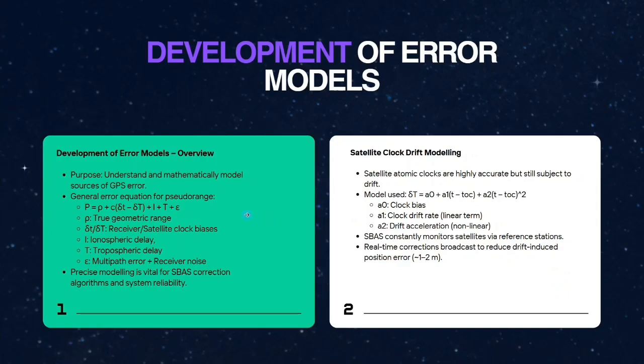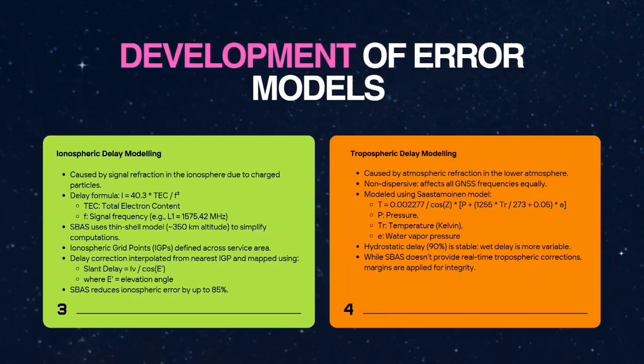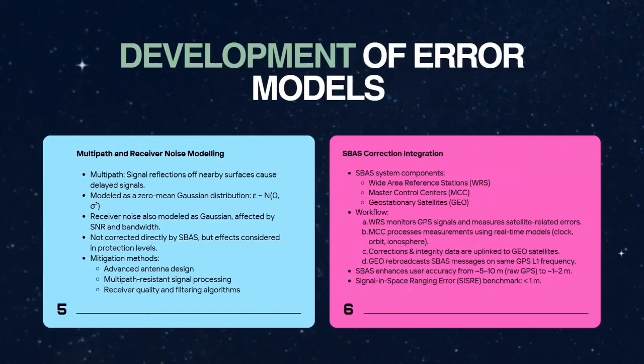So, here we will understand the mathematical model of the sources of GPS error, and of course we have to know the pseudorange formula. So this is the pseudorange formula. Precise modeling is vital for SBAS correction algorithm and system reliability. So there are a few error models: satellite clock drift modeling, ionospheric delay modeling, tropospheric delay modeling, multipath and receiver noise modeling, and SBAS correction.